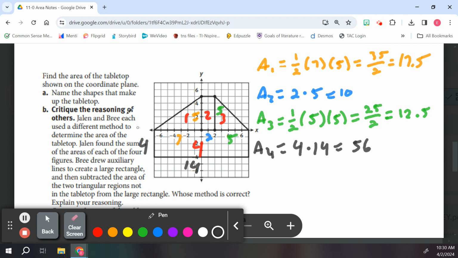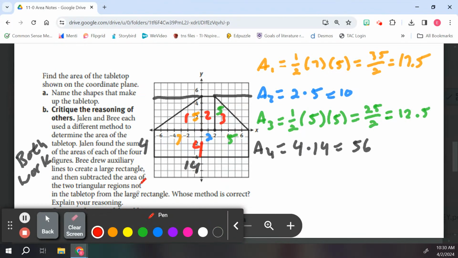Now, if we looked at this, they said we could extend these and just remove this portion out of the whole thing. Technically, if we look at B, both are correct. Both methods work. Because what Bree did was she just kind of attached it here and attached it here, found this total area, and then subtracted these two triangles. And that's perfectly legal. Okay? We did it shape by shape.